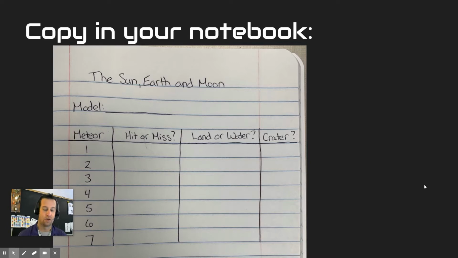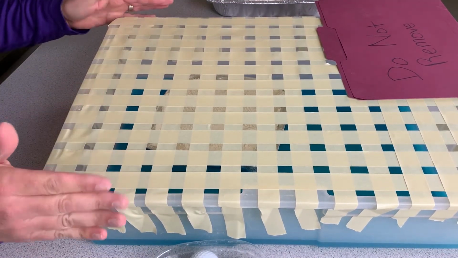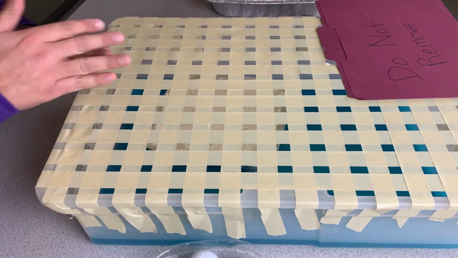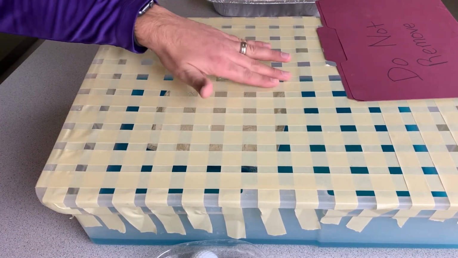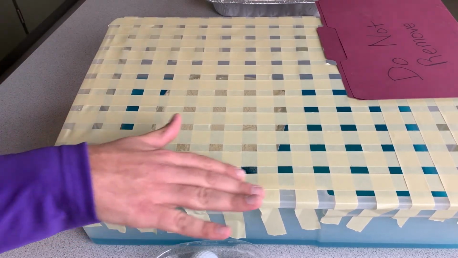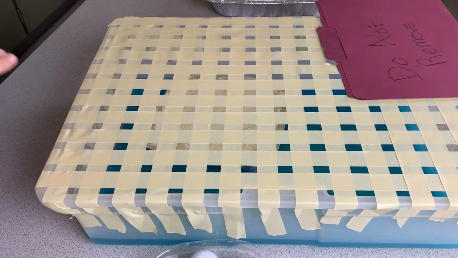All right, so now that you have that table copied in your notebook, we're going to go over kind of a couple things that have to do with my model, and I'm going to take you down to the lab so you can see the model, okay? All right, what we have here is we have a model that you probably noticed right away the grid of masking tape that I put on here. Okay, so that the grid of masking tape will represent something. We're going to be talking about that in a moment.